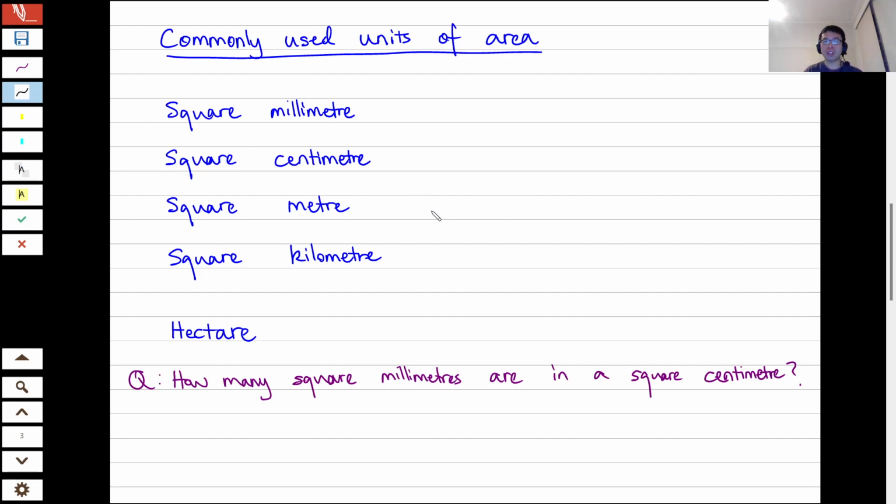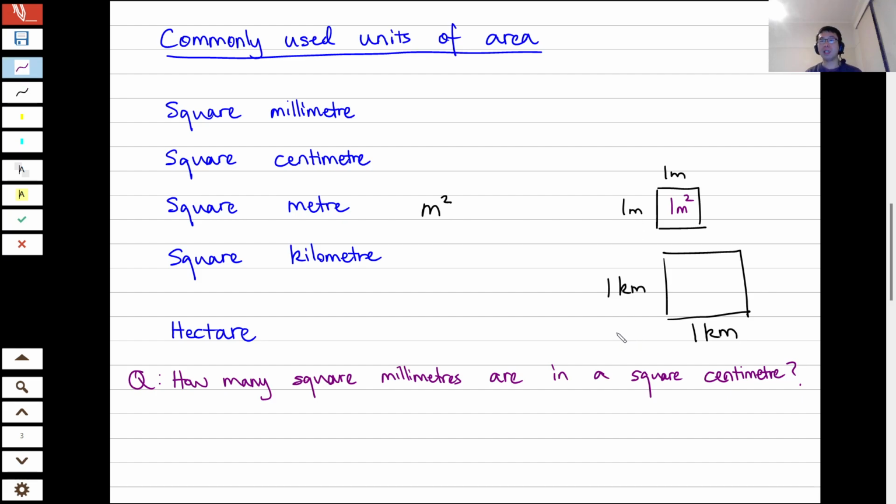So we have just discussed the square meter. So if I have a square with side lengths 1 meter and 1 meter, I will define this area to be 1 meters squared. If I had a larger square, for instance, that had lengths 1 kilometer and 1 kilometer, it shouldn't surprise you that the area is going to be a square kilometer. And I'm going to write that as km to the power of 2.